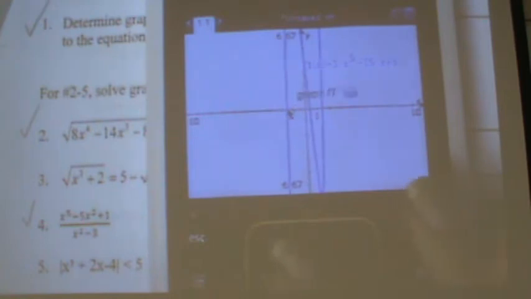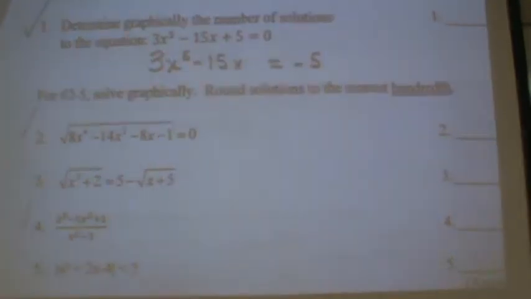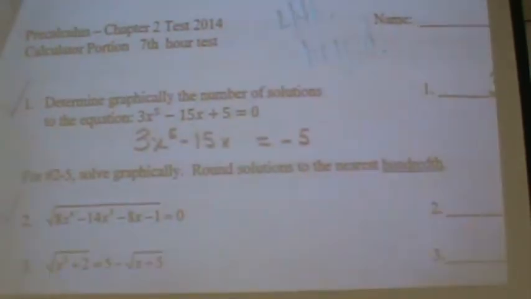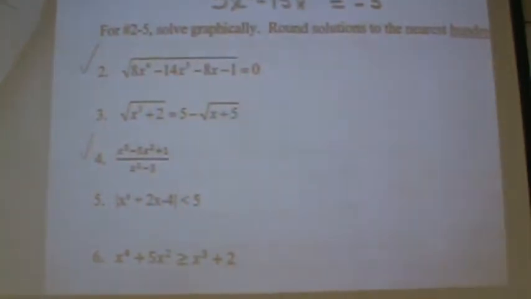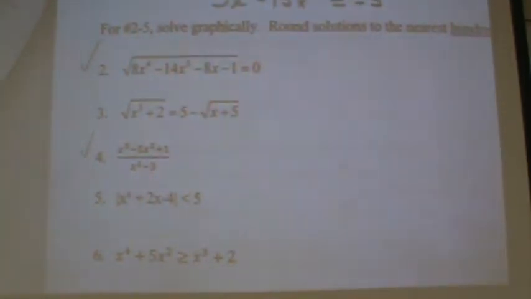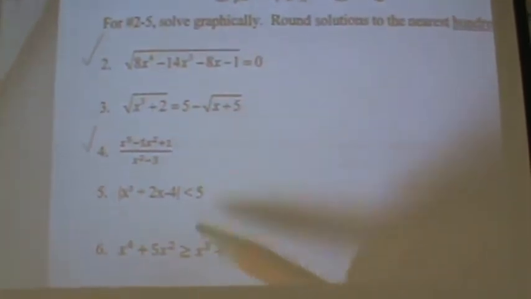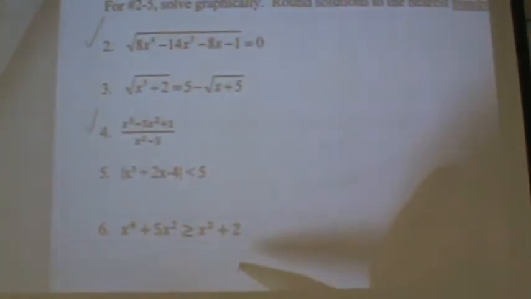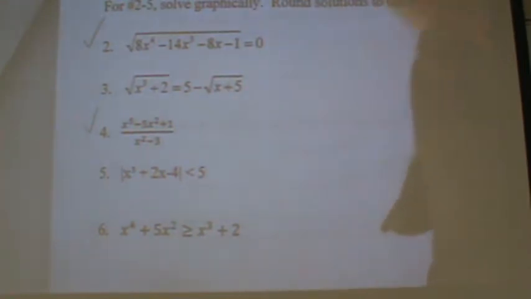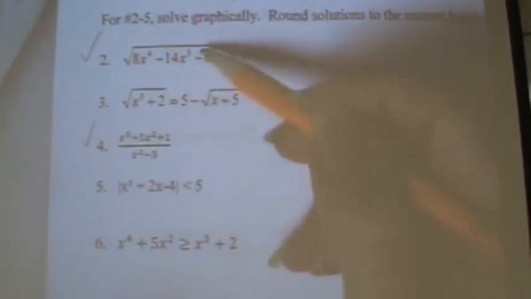Menu, analyze graph. This is where we figured out what the zeros were. So this one, there were 3 zeros. Now, the next set of problems are asking you to find the zeros. Do you remember the difference between number 2, number 3, number 4, number 5, and number 6? Some of these are on your exam.